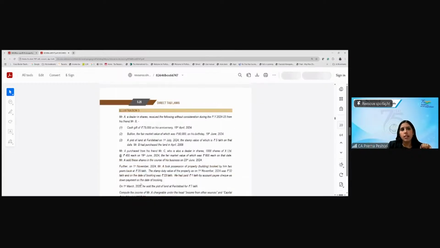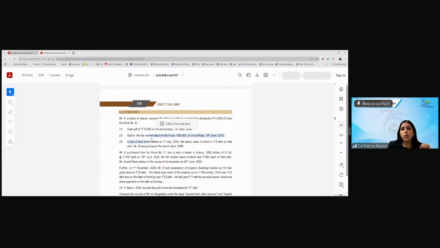Right? Bullion, the fair market value of which was 60,000 on his birthday, 19 June 2024. So he has very kind friends who are giving him a cash gift of 75,000 and bullion. It is like that. So what will be the taxability? Because taxman is not kind enough to exempt these, right? Whether taxman will exempt this bullion?